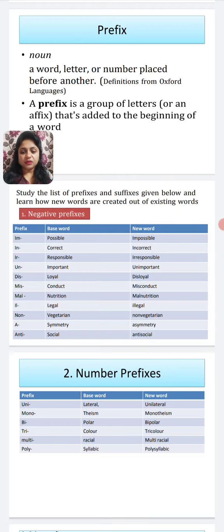If we add il or im as prefix, then the word would be impossible. If I add in as a prefix, the word would be incorrect. If I add ir, then irregular, unimportant, disloyal, misconduct, malnutrition, illegal, non-vegetarian, asymmetry, and antisocial. So these are all the opposite, or what we can say, negative words. They give the negative meaning. So most of the prefixes are those which give negative meaning.